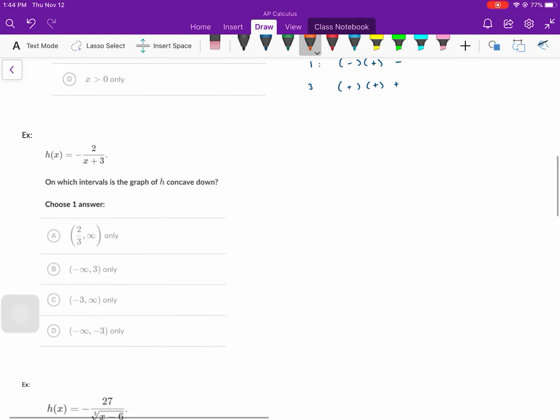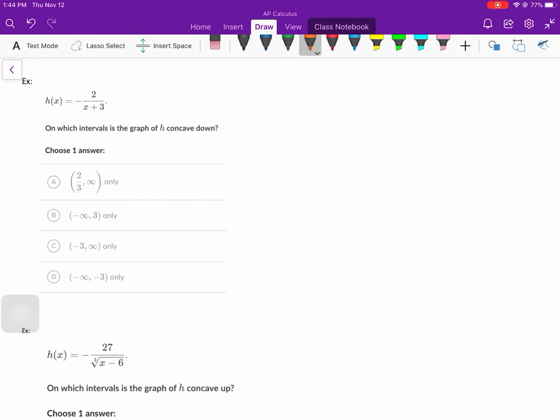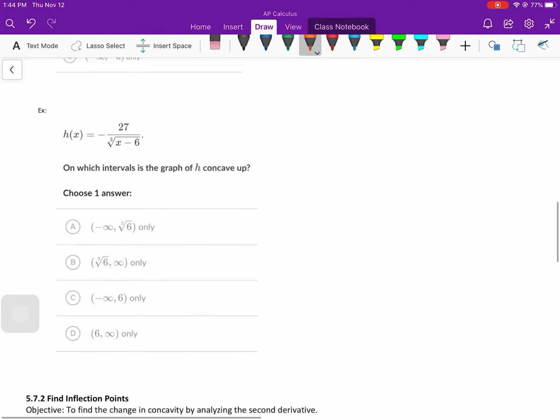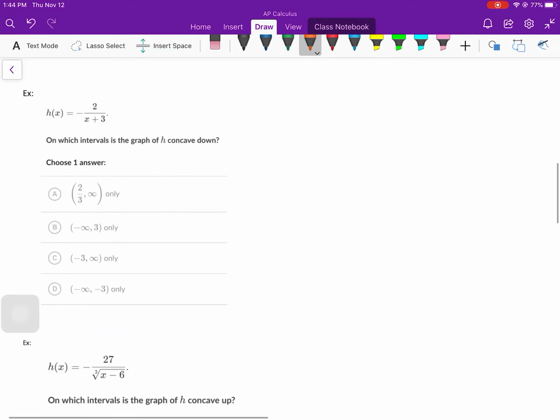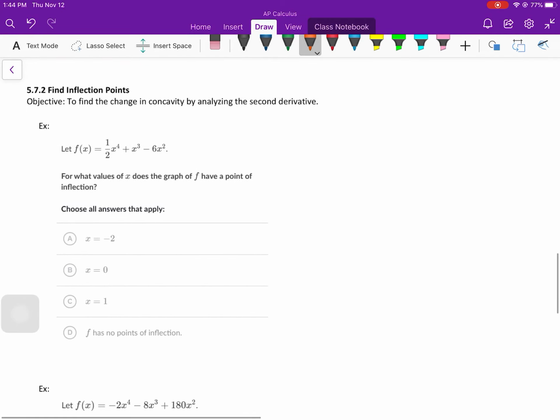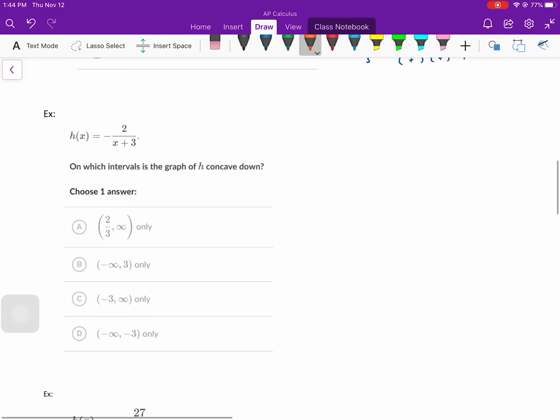So let's go ahead and look at another problem. That one kind of looks like a pain. That one looks like a pain as well. So I'm going to pick one and go with it. And I'll give a hint on the second one. So let's go with this one.